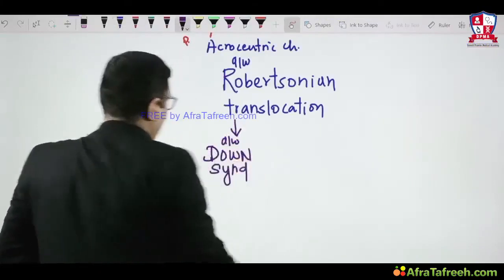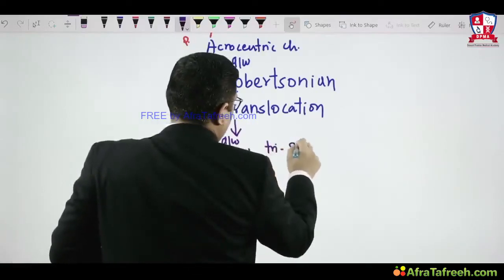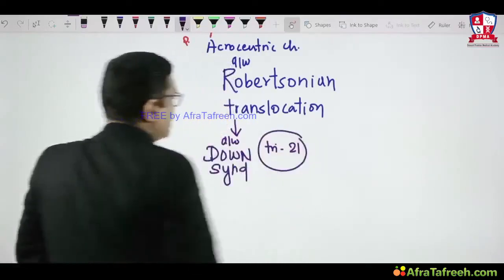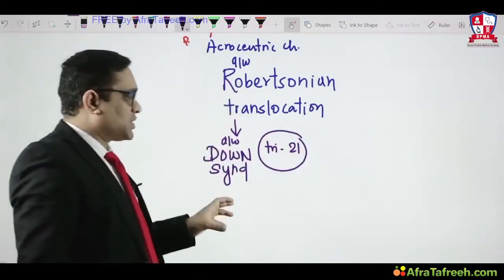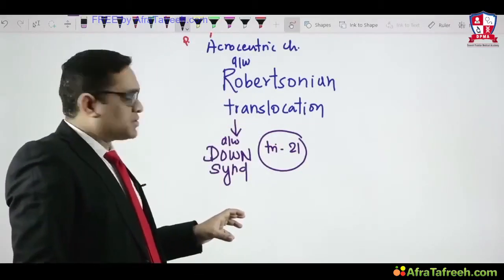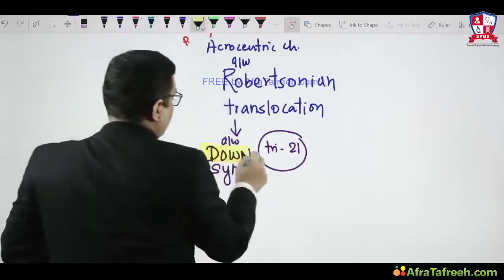What is Down syndrome? Down syndrome is trisomy 21, right? Trisomy 21. So acrocentric chromosome is associated with Robertsonian translocation, which is involved in the pathogenesis of Down syndrome. So that is very, very important.